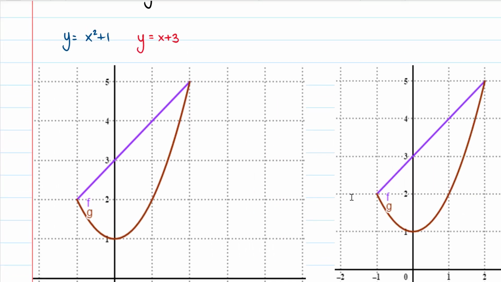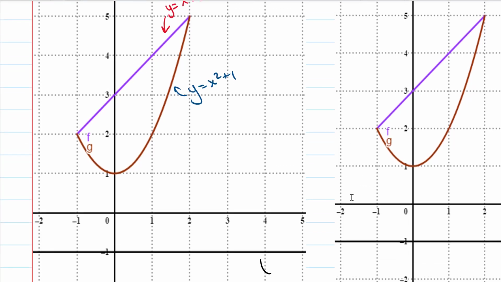And so if we have that on our own paper, we should identify each piece. So this is y equals x plus 3. This one is y equals x squared plus 1. And the bottom line is y equals -1. And what we want to do is take this shape and revolve it around this line. So what we need to do is identify our inner radius and our outer radius.